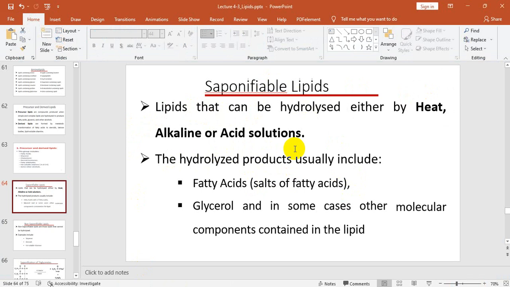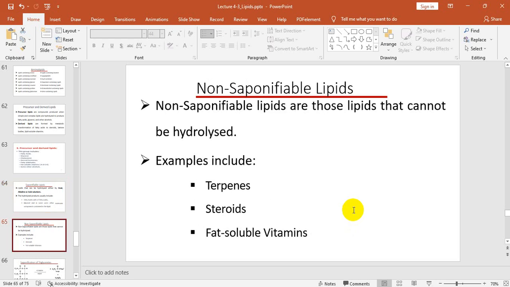The hydrolyzed products usually include fatty acids, the source of fatty acid, glycerol, and in some cases, other molecular components contained in the lipid. Non-saponifiable lipids are those lipids that cannot be broken down. Examples include terpenes, steroids like progesterone, estrogen, testosterone, and fat-soluble vitamins. We cannot break them down.